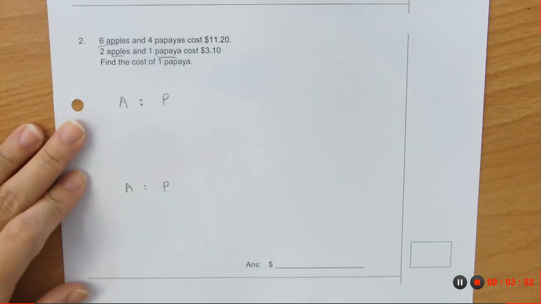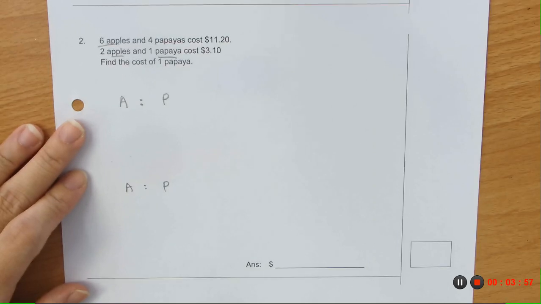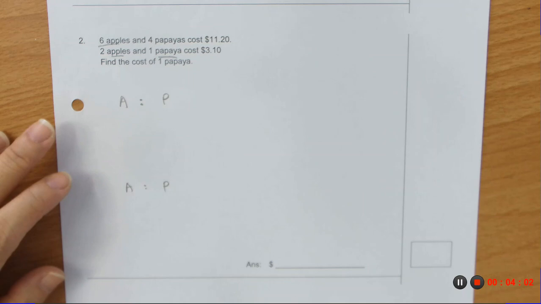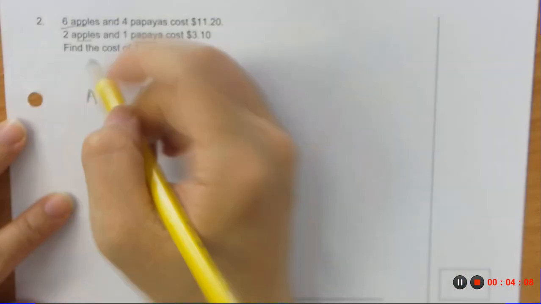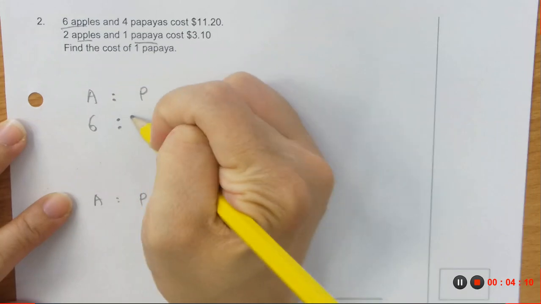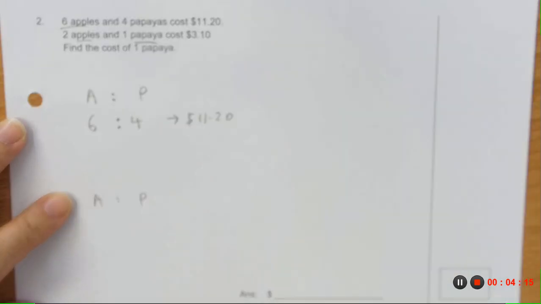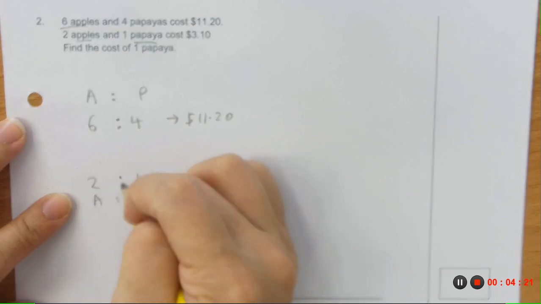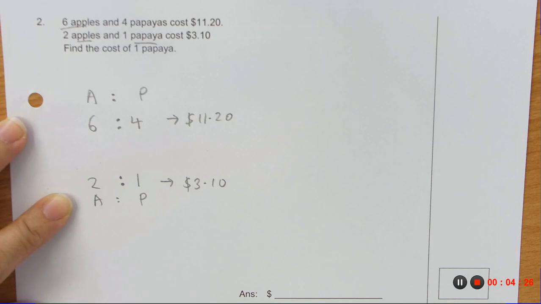The first one, I'm going to use ratio to express. 6 apple is to 4 papaya. Is this okay? Am I going too fast for you? 6 apple is to 4 papaya. That's $11.20. 2 apple is to 1 papaya. That's $3.10. I want to find papaya.